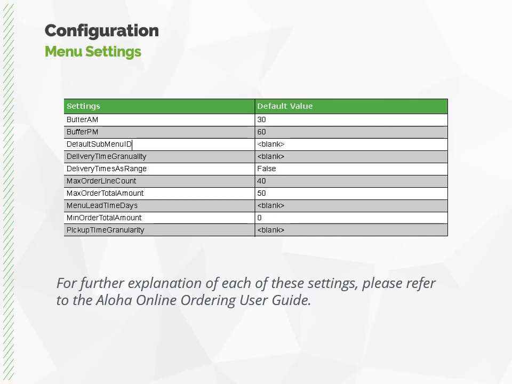Menu settings allow you to override a select number of company and site settings for one or more menus. The settings you can override are shown in this chart along with the default values for their setting. For further explanation of each of these settings, please refer to the Aloha Online Ordering User Guide. For the purpose of this demonstration, let's examine Menu Lead Time Days. Menu Lead Time Days is a company setting that specifies the minimum number of days in the future a customer can place an order.